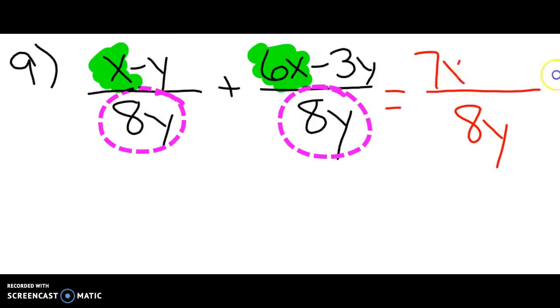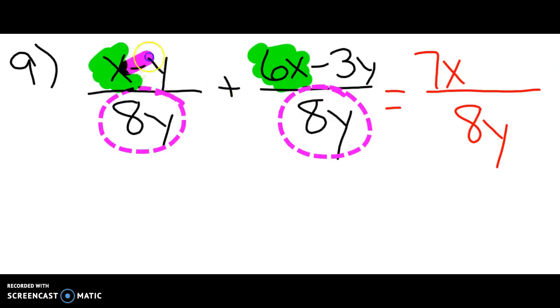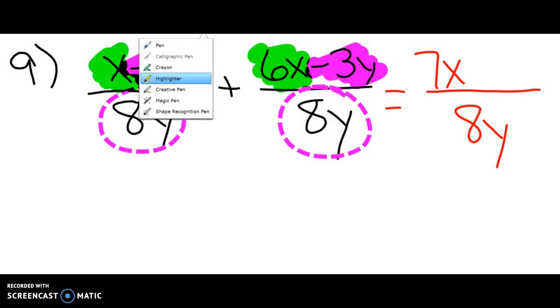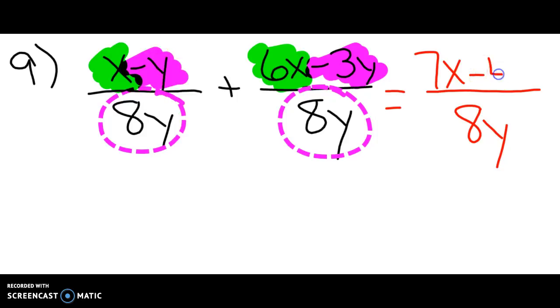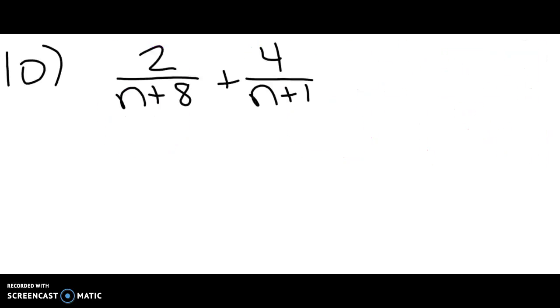All right. And then let's highlight our negative y and our negative 3y. Well, negative y plus negative 3y is going to give us a negative 4y. And it doesn't look like these numbers can be reduced or simplified at all. So that is that in lowest terms. All right, I got one more. I hope I can finish.